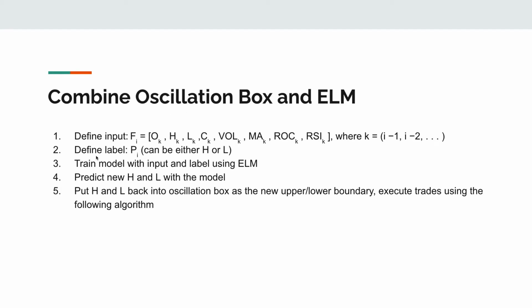And then the second step is we define a label. We call it price at i state, and the price can be either highest or lowest. And then we're gonna train the model with input and label using ELM. And then we're also gonna predict the new highest and lowest stock price using the model. And the last step is we put the highest and lowest price back into the oscillation box as the new upper and lower boundary. And then we're gonna execute trades using the following algorithm.